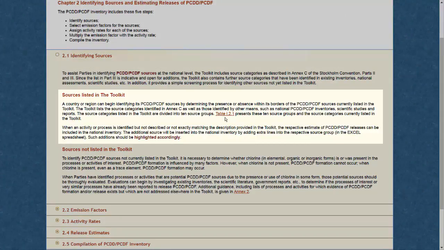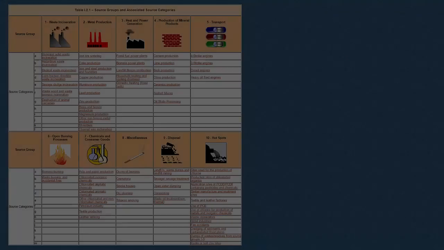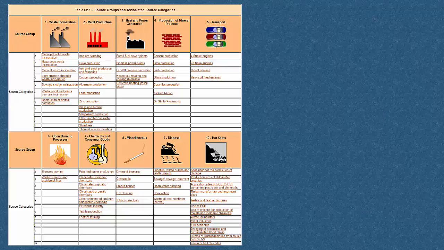Reading this portion quickly, you can see that the source categories listed in the toolkit are divided into 10 source groups, and those are presented in Table 1.2.1. Every source listed in the toolkit can be found in one of the 10 source groups shown in this table. However, the table is large and the font is small, so we will look at some of these groups individually.